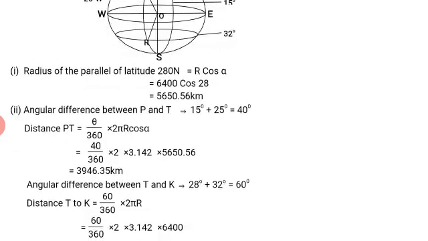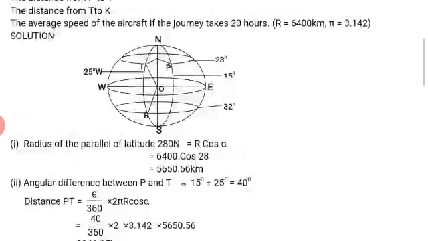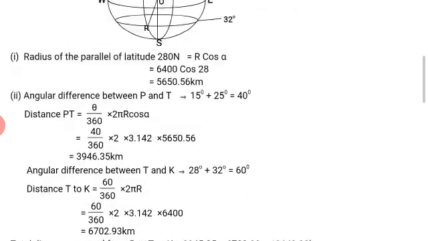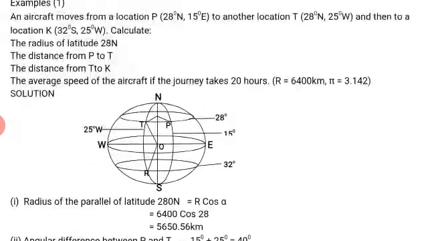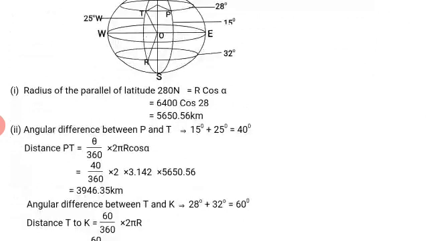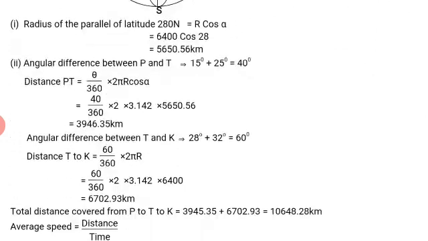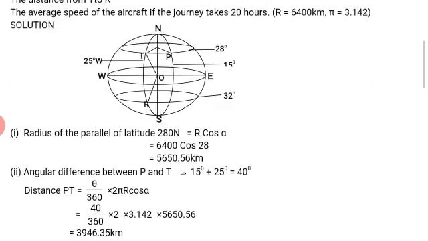That is the distance between P and T. The third question says we should find the distance between T and K. In this case, we also need to find the angular difference between T and K, and that gives us the addition of their angles of latitude. Why? Because they are on the same longitude.